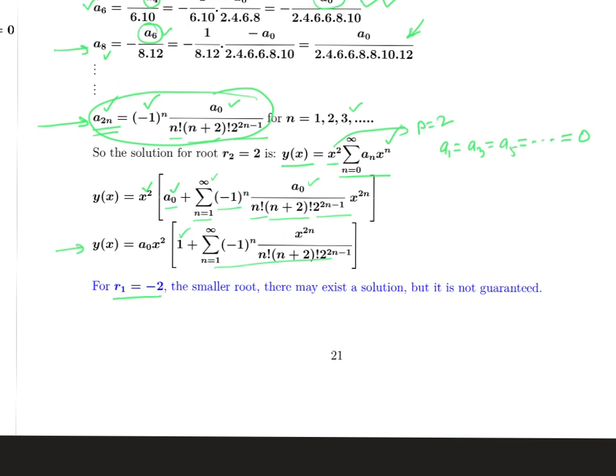For r1 is equal to negative 2, you kind of have to go through the similar process and try to see if you have a solution for this. However, I will not be doing it here, but I have given you enough tools here to try it on your own if you'd like. And if you follow the same process that I followed so far on this problem, it should give you an answer, or it should give you some idea whether the solution exists or not.